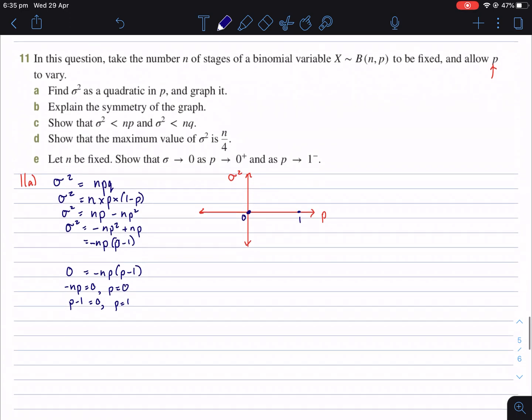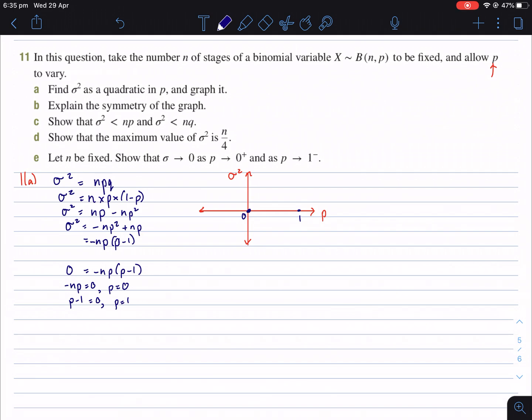And how intensely do they want us to graph it? Do they want to know the coordinates of the vertex? Let me have a look at the worked solutions. Nope. Oh yeah, well, it should be fairly easy for us to get the vertex, given that we know that if P is a half, then that's going to give us the highest. All right, anyway, let's actually prove this.